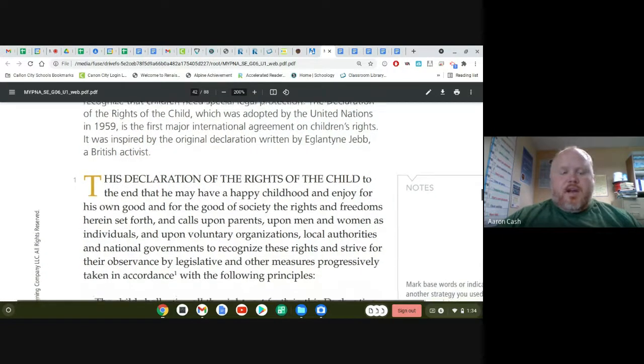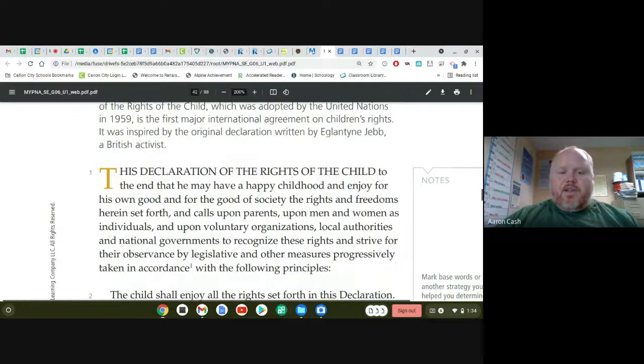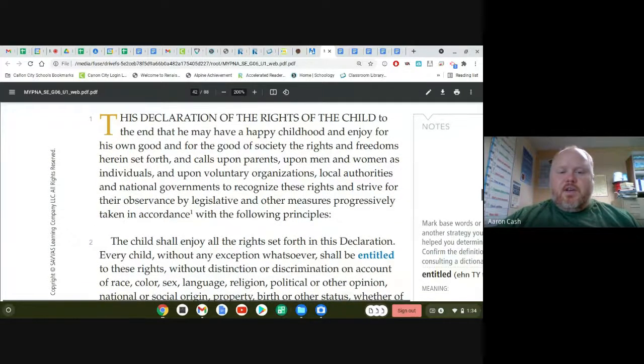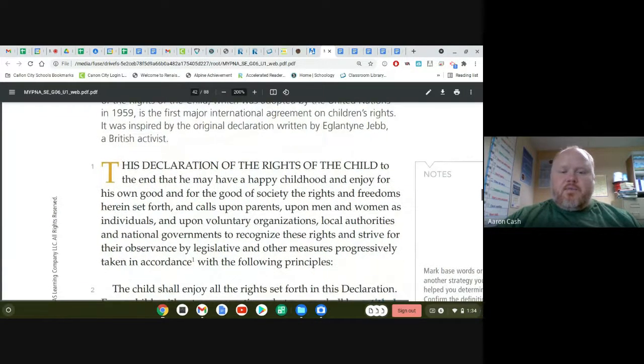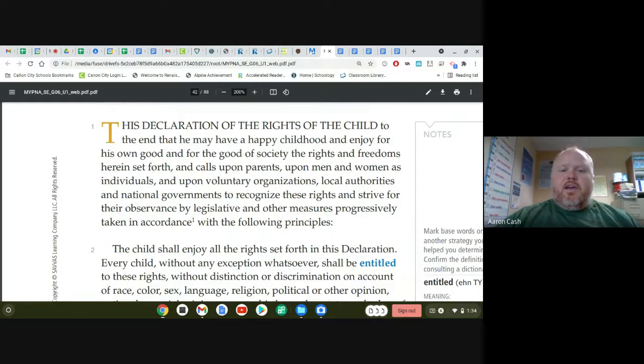Now, this document was not written for kids. This is written to leaders of the world, and it uses a lot of confusing language. So I'm going to go through this with you today, and we are very quickly going to read a few of these paragraphs, and then I am going to explain to you what they're talking about in those paragraphs. So feel free to just kick back a little bit and listen and try and understand why this document is so important. Okay, it starts here in paragraph 1.